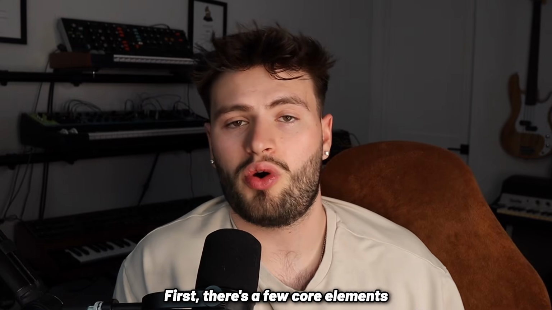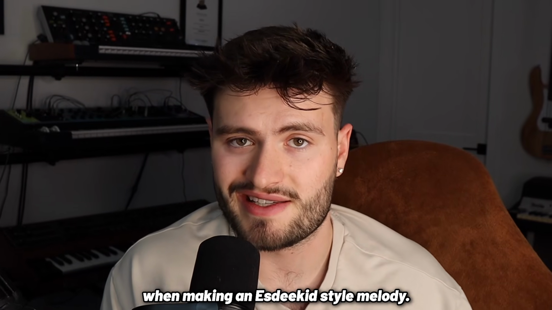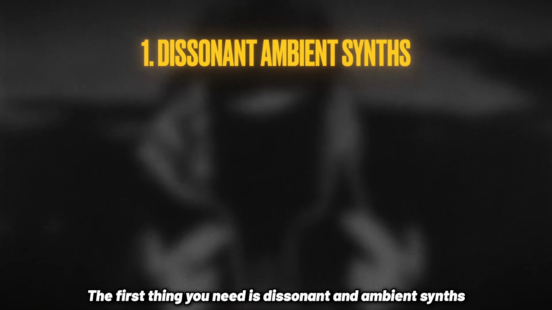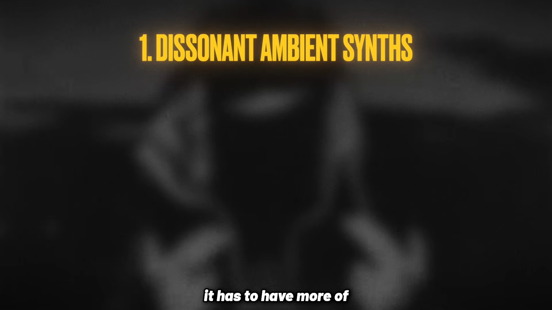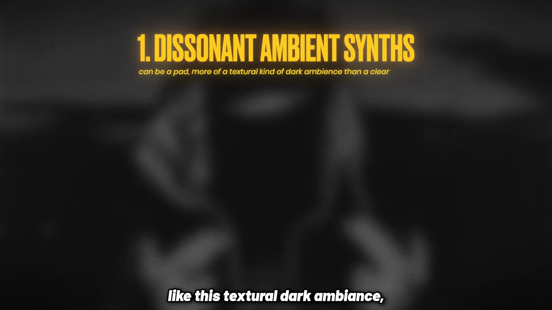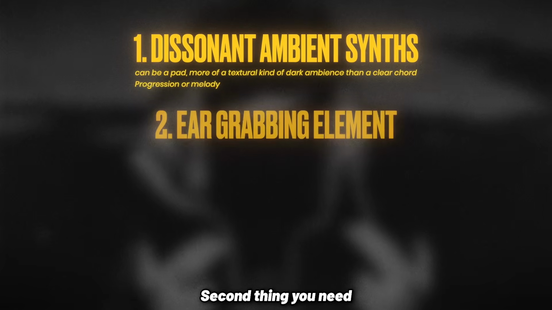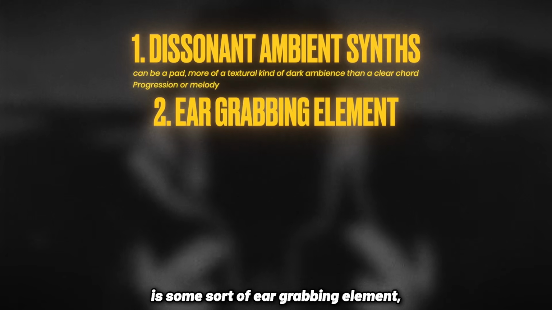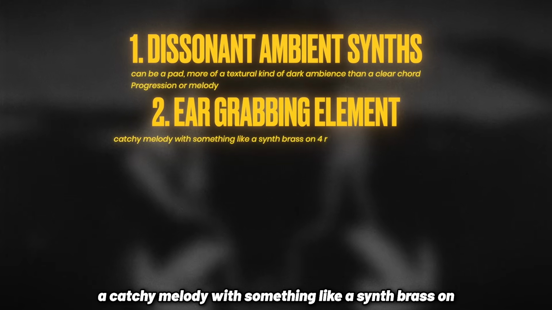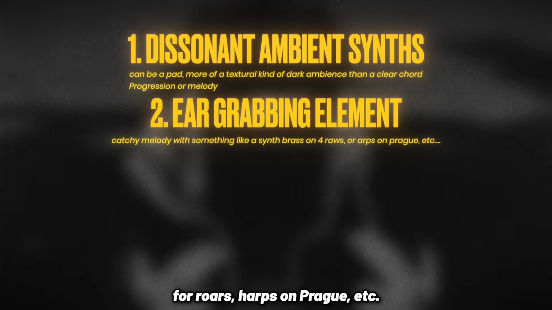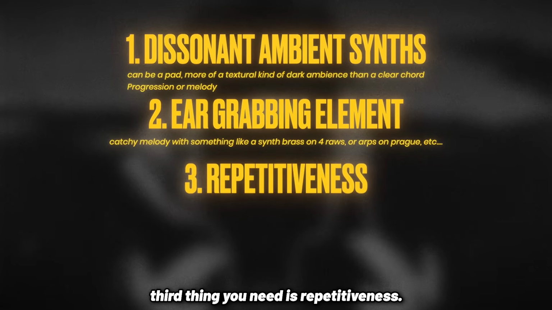But first, there's a few core elements that you want to keep in mind when making an EsDeeKid style melody. The first thing you need is dissonant and ambient synths. It has to have more of this textural, dark ambience than a very clear chord progression kind of sound. The second thing you need is some sort of ear-grabbing element. A catchy melody with something like a synth brass on 4 raws, a synth arps on prog, etc. Third thing you need is repetitiveness.